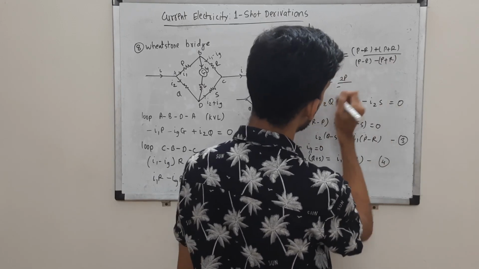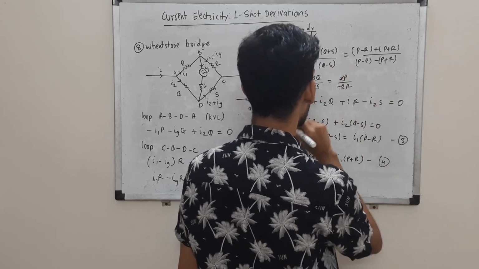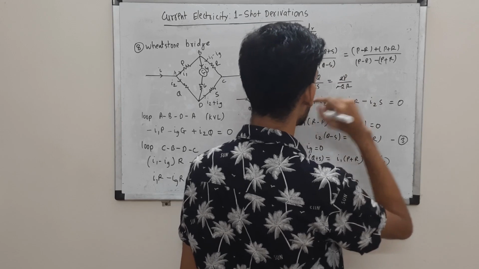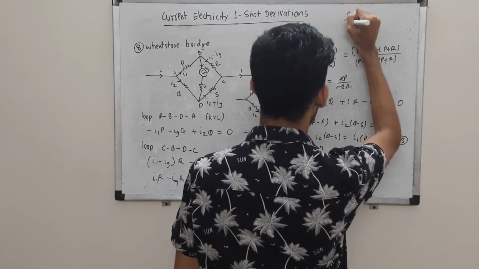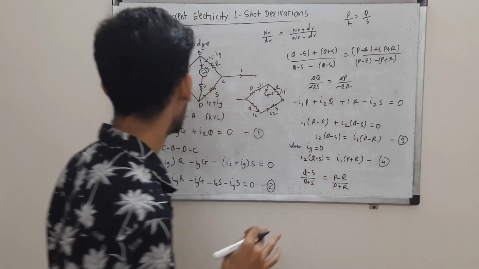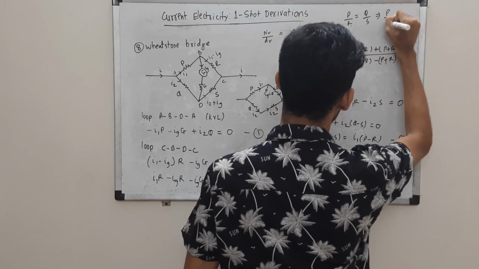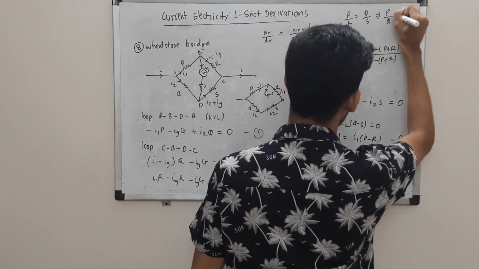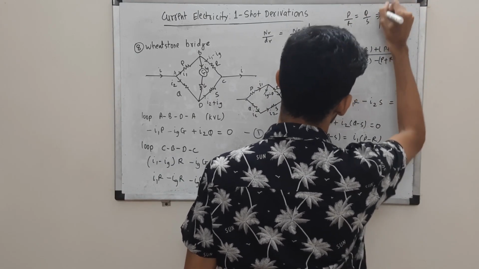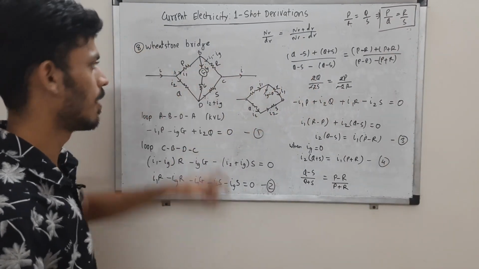P and P will get cancelled, and you will get minus 2R. So 2 can cancel out, and this minus sign can also go. So we have P upon R is equal to Q upon S. Very much similar to your balance condition, or you can write this as P by Q, interchanging R and Q, is R by S. This is nothing but your balance condition, right? P by Q is R by S.